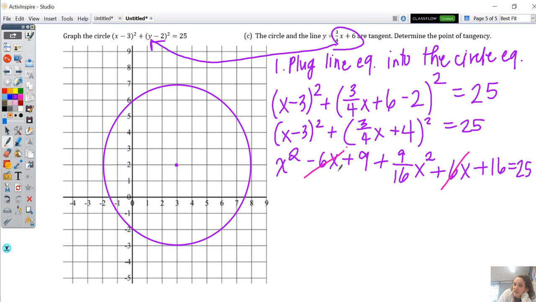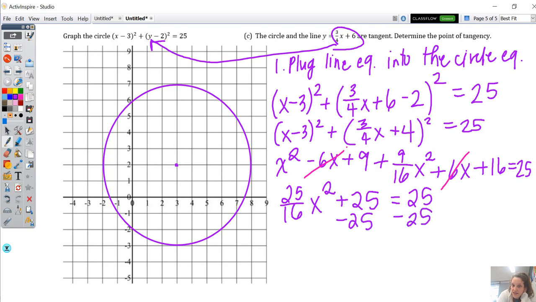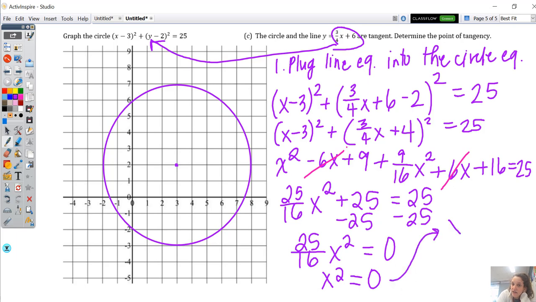1 is 16/16, so common denominator, combine those, and you're going to get 25/16 x squared. 9 plus 16 is 25 equals 25. And so if you subtract 25 from both sides, those cancel out, and so you'll get 25/16 x squared equals 0. Then you can just divide off that fraction. You get x squared equals 0, and then if you take the square root of 0, you get 0.